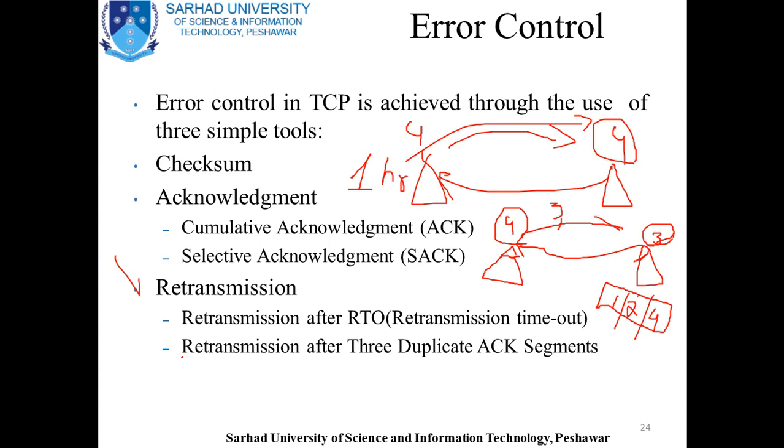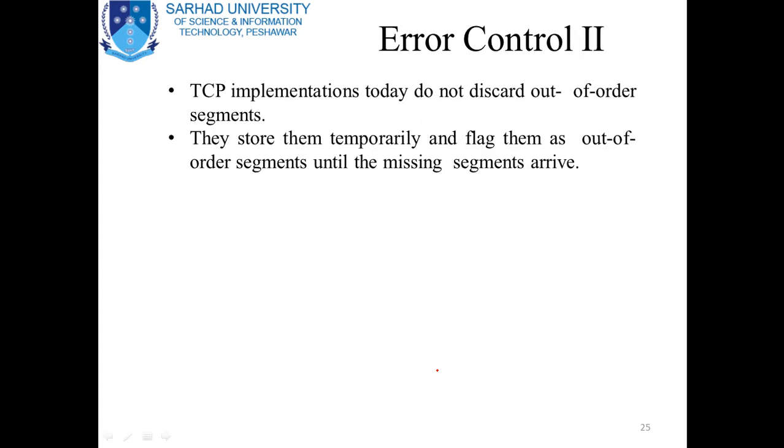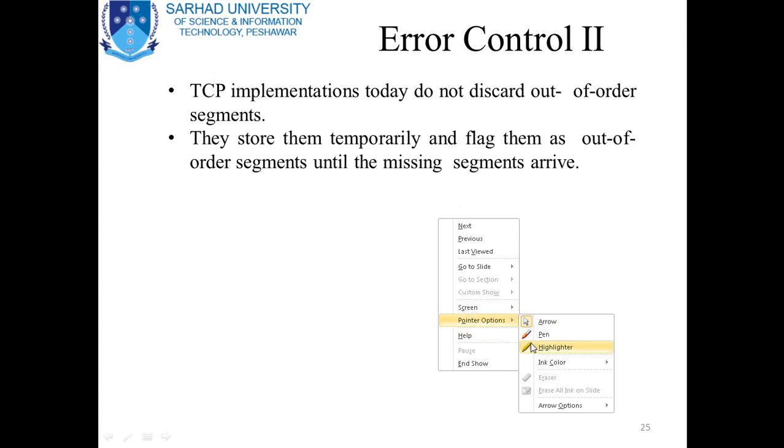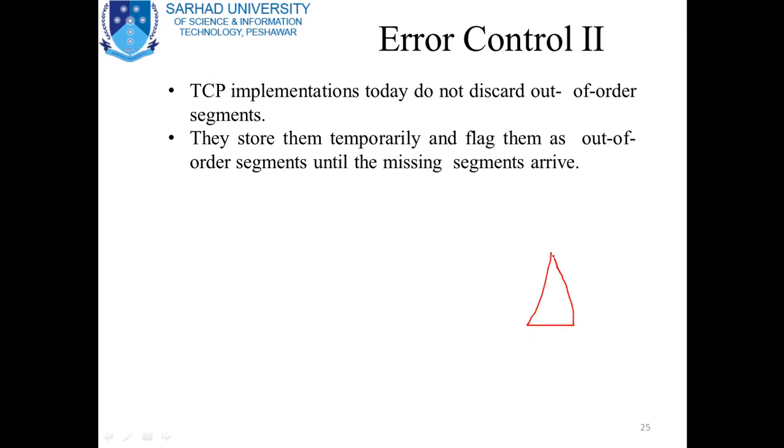So this is your error control, continued. TCP implementations today do not discard out of order data. If you have received your segments in an irregular manner, let's say I have received 1, 2, and 4, and 3 is missing, and the receiver does not know that 3 is missing. It considers that this was the packet which was transmitted by the transmitter, so it will not know that there is a loss of a packet.